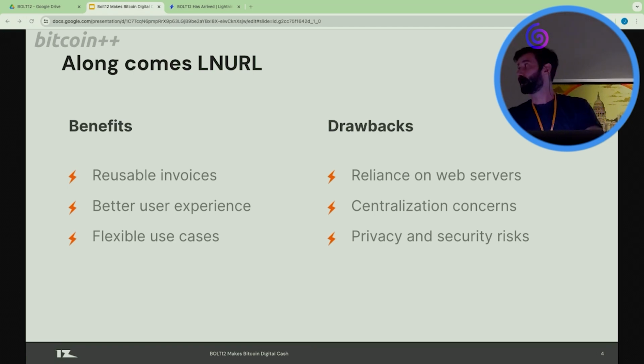So LNURL solves several problems. Most fundamentally, it introduced the notion of a web server to issue invoices. So you can get a reusable payment identifier this way because of the reliance on a server that can issue a new invoice each time someone wants to pay you. This is great for tips or donations, for instance. You get a QR code, and there's also LN address, or Lightning address, which has human readable names. So these are all innovations on top of BOLT11. So LNURL really advanced usability tremendously.